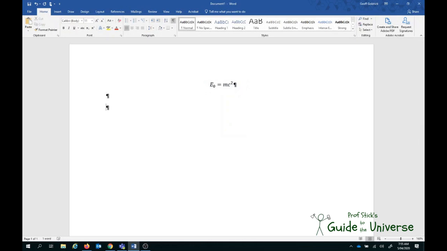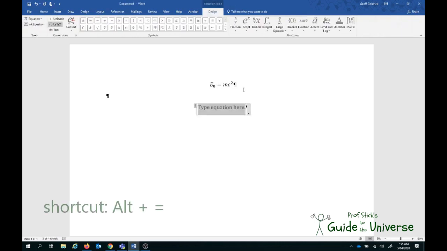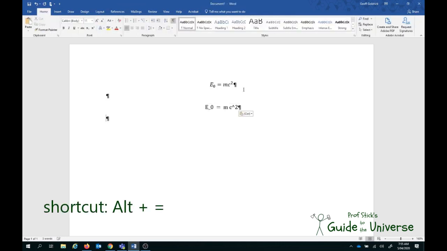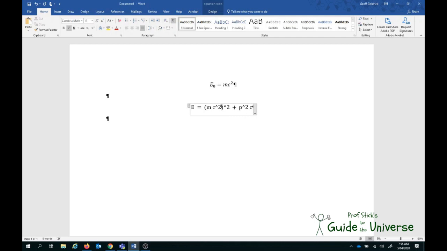So this time I'm going to use a shortcut, Alt equals, to open the equation editor, paste in my LaTeX, and I'm going to edit this to the more general form. So E equals (mc squared) all squared plus (pc) squared. So it's very easy to change an existing equation.